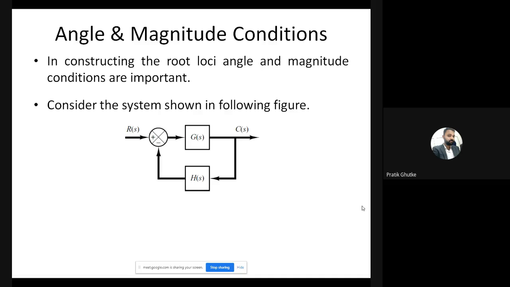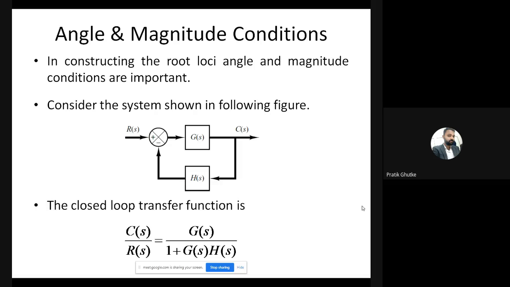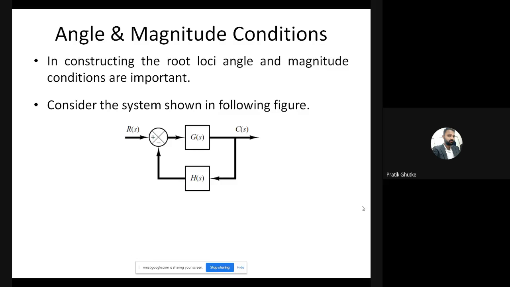So what is this angle magnitude condition? Consider a system shown in the figure. R of S is your input, then there is a summing point, G of S is the forward path gain, and H of S is the feedback path gain. What will be the closed loop transfer function of this system? Anyone? Please unmute yourself and tell me the closed loop transfer function. Just now I have told you. That will be my transfer function, C of S divided by R of S.